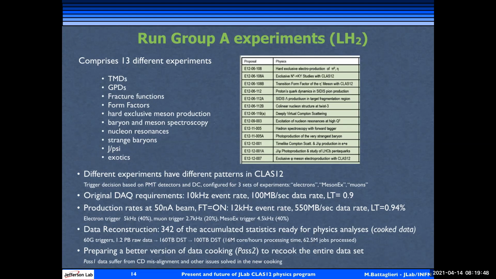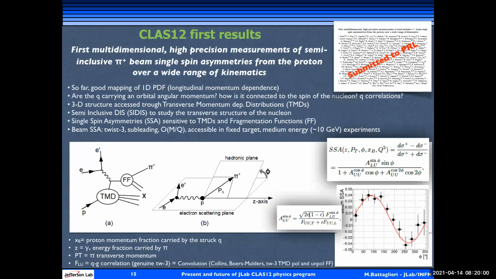Data were collected. Now it's about 2 years that CLAS12 is operational, and over that, about 3/4 of the accumulated statistics is ready for physics analysis. Just again, to give you a flavor of the very rich program that we are exploring, these are only a couple of papers that were submitted and accepted this year.